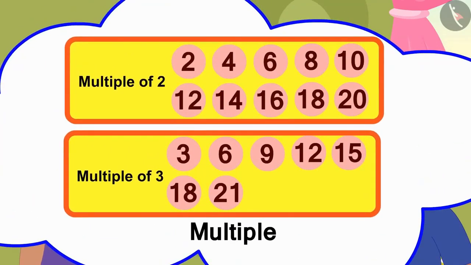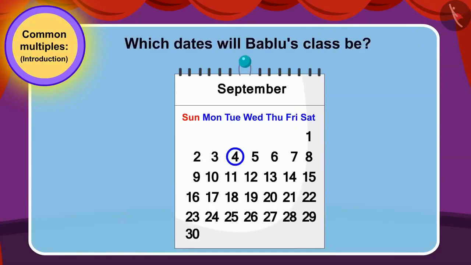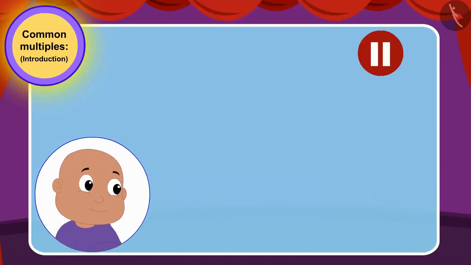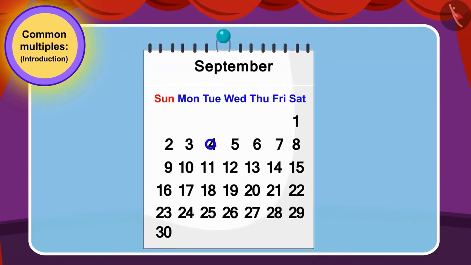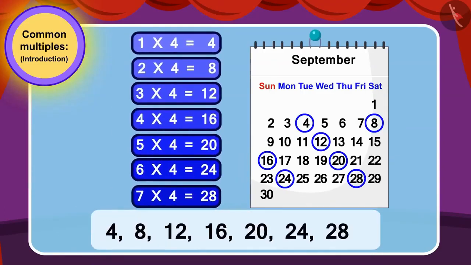Children, you remember the multiples learnt in the previous lesson, don't you? Can you use multiples of 4 to indicate on which dates will Bablu's class be? If you want, you can stop the video and find the answer. Well done children, your answer is absolutely correct. We can find the answer by using tables of 4.